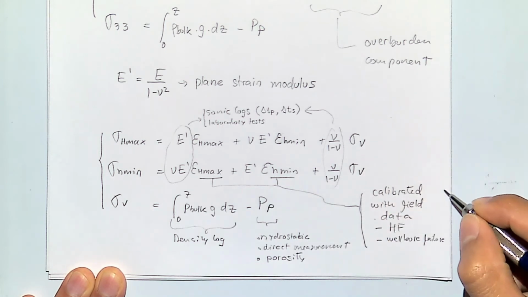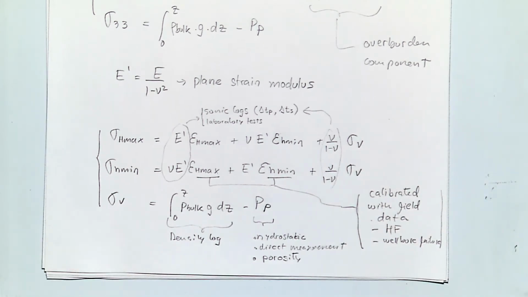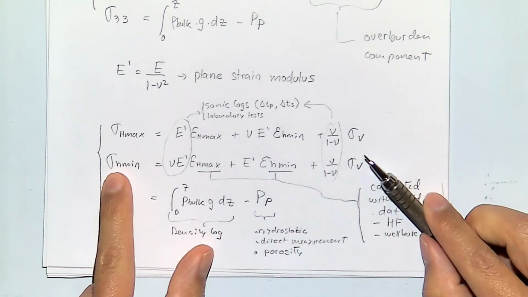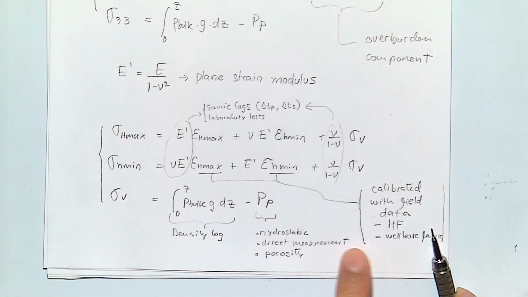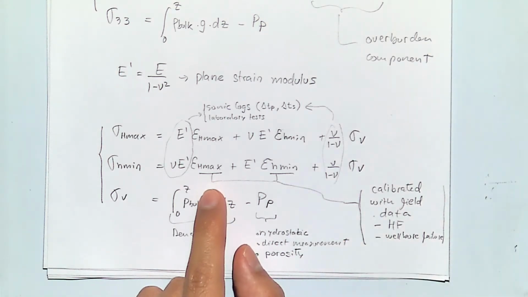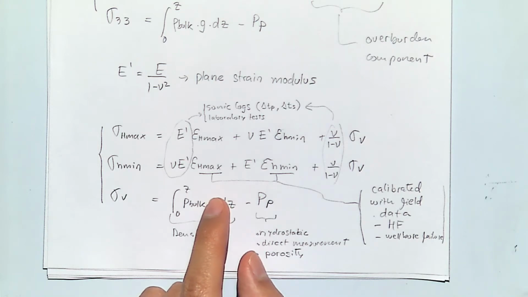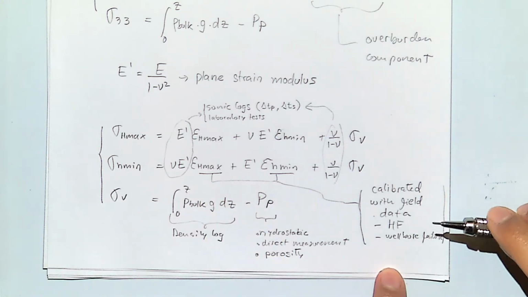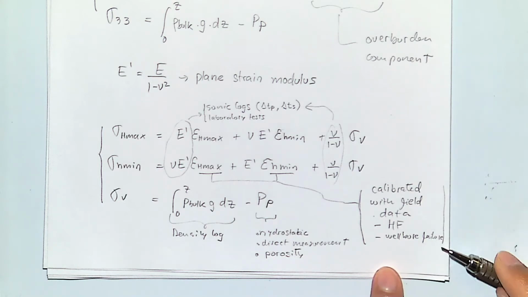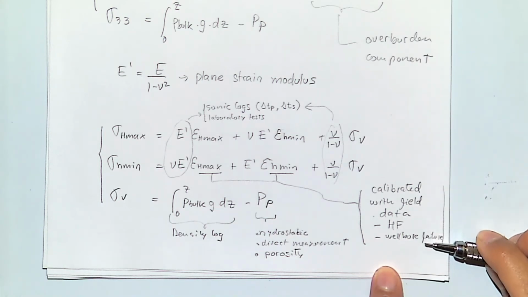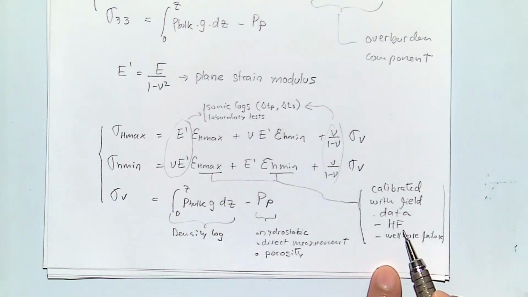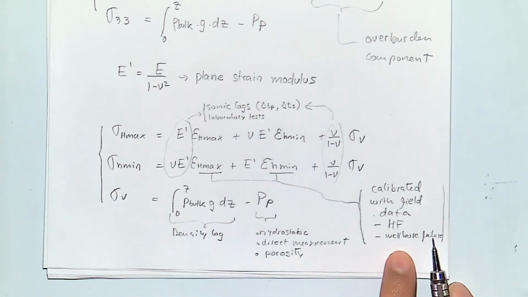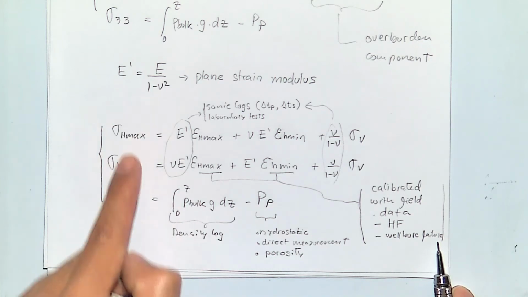So what do I mean with calibrated with field data? That means that we're going to build this model and we're going to compare it to field measurements and adjust the values so that they allow us to predict or to explain what we see in hydraulic fracture tests or in wellbore failure. And these two things is what we're going to see later in the second part of the semester about how with geomechanics we can interpret hydraulic fracture measurements and wellbore failure measurements as a function of horizontal stresses.